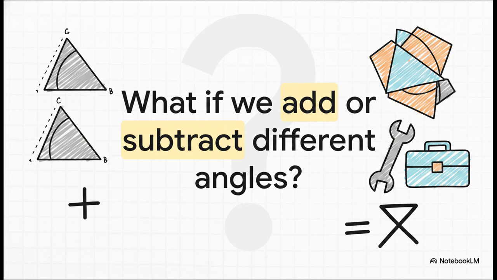Now, when complex geometry requires us to actually combine angle A and angle B, well, simple addition just won't cut it. You can't just say sine of A plus sine of B equals sine of A plus B. Nope, it's an entirely different beast, so we need a very specific set of tools to crack it open.